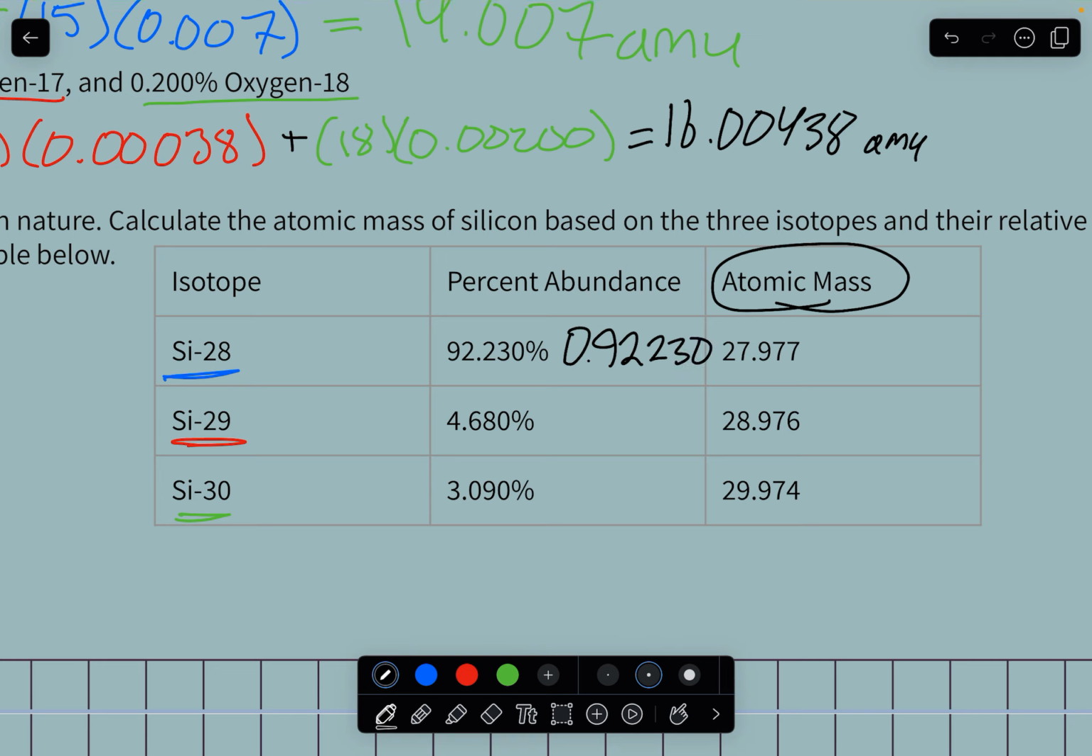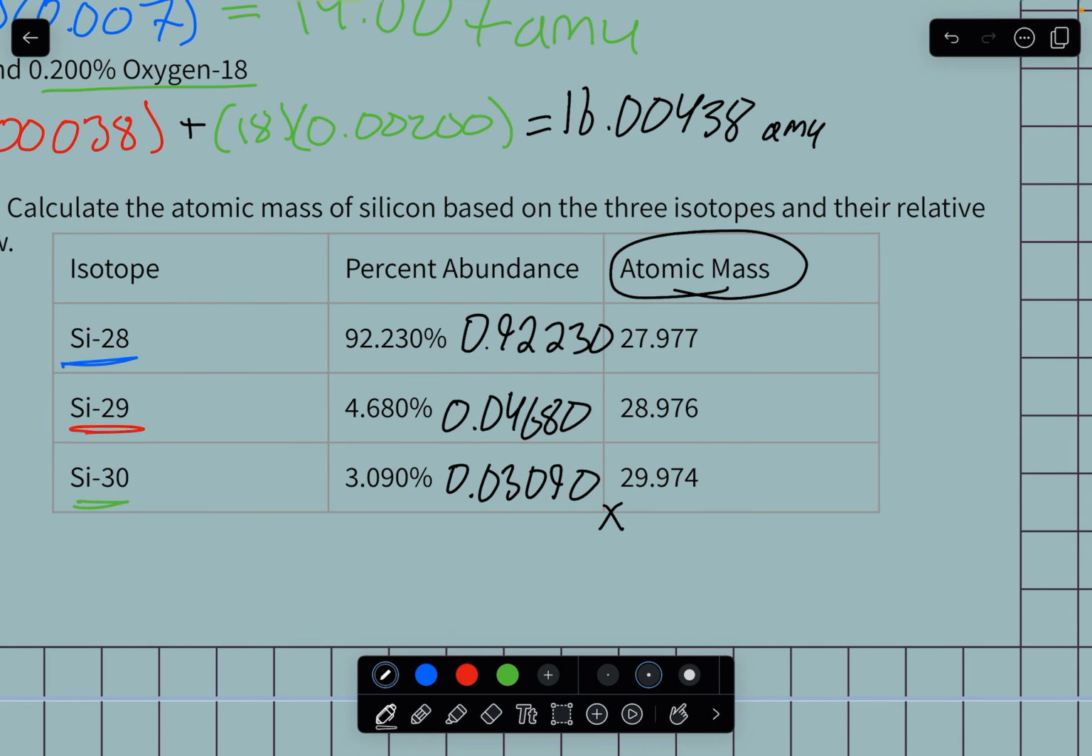0.92230. Sorry, let me make that a little clearer. 0.92230, 0.04680, 0.03090. Okay, so we're going to do our percentage times our mass. Multiply these across. For the first one, 0.92230 times 27.977, we get 25.803.